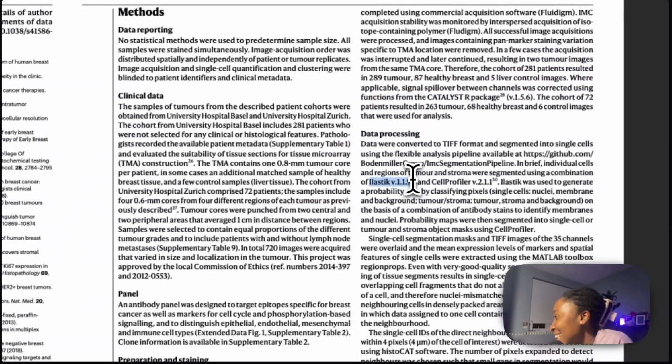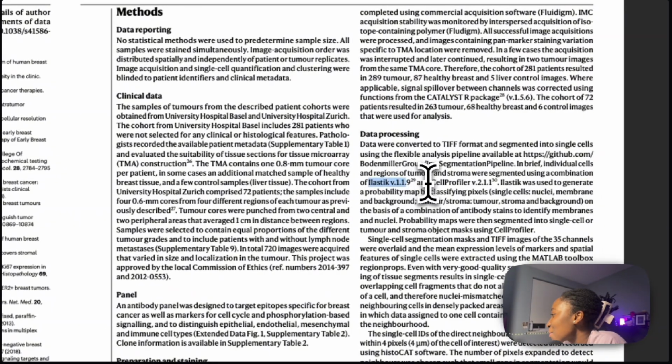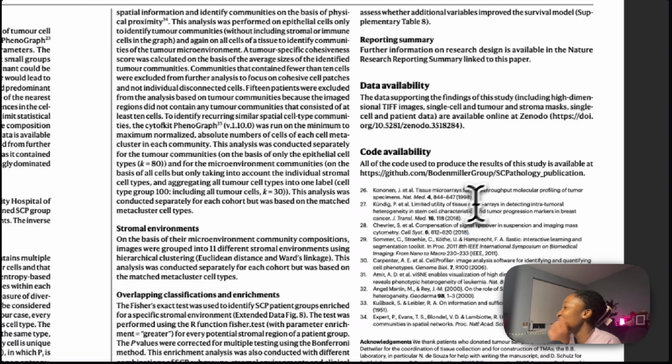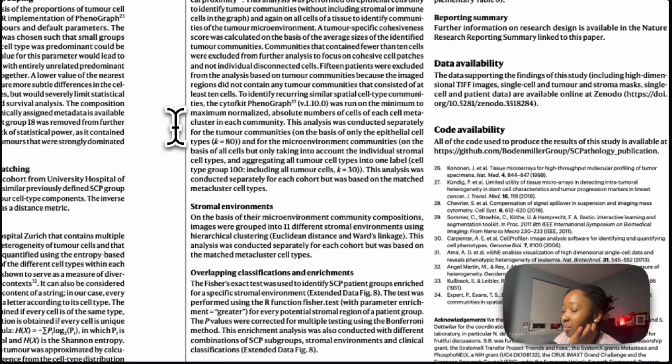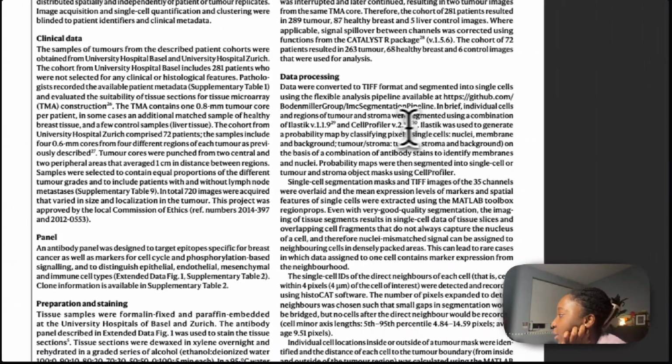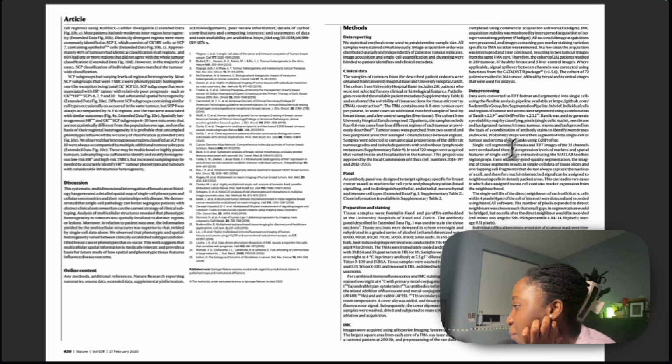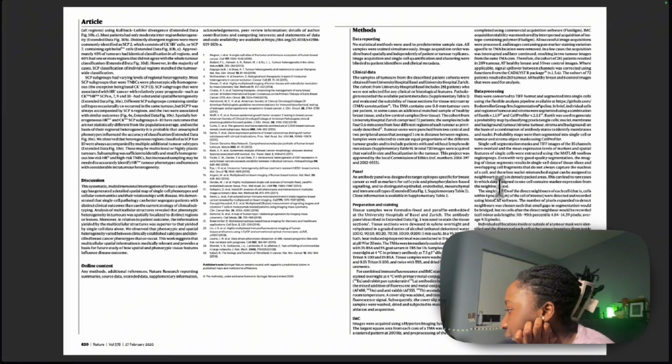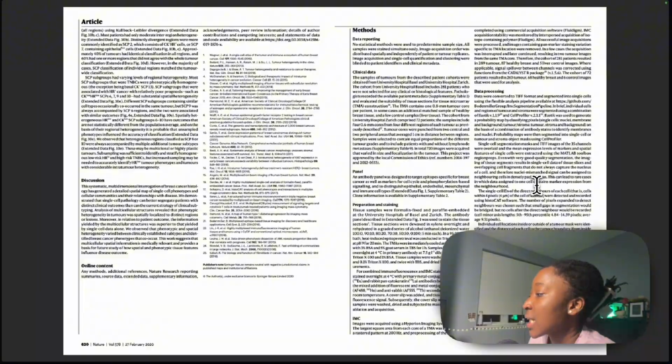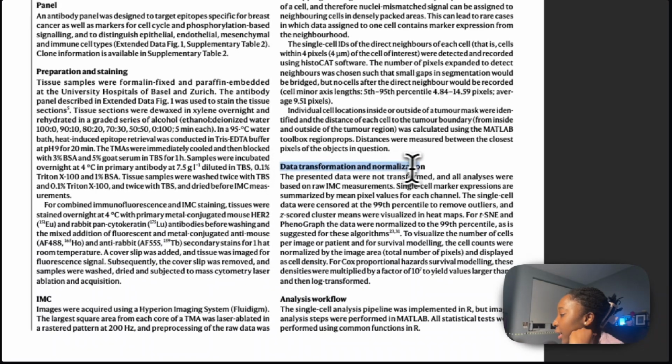I know what elastic is. And cell profiler. I know what cell profiler is. Yay. Anyway, where are we? Elastic was used to generate a probability map, all that. So I kind of get the premise of this entire paragraph right here. So now let's go to the data transformation and normalization.